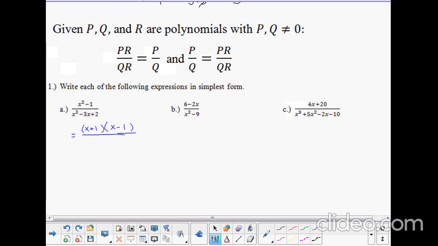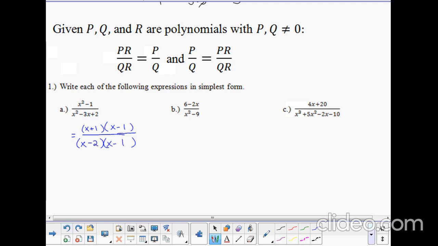Then in the denominator, I can factor x squared minus 3x plus 2 into two binomials. The first term in each would be x and x, because that multiplies together to give me an x squared. I know the signs both have to be negative because they have to multiply to be a positive and through distribution add to be a negative. The only factors of 2 are 2 and 1.